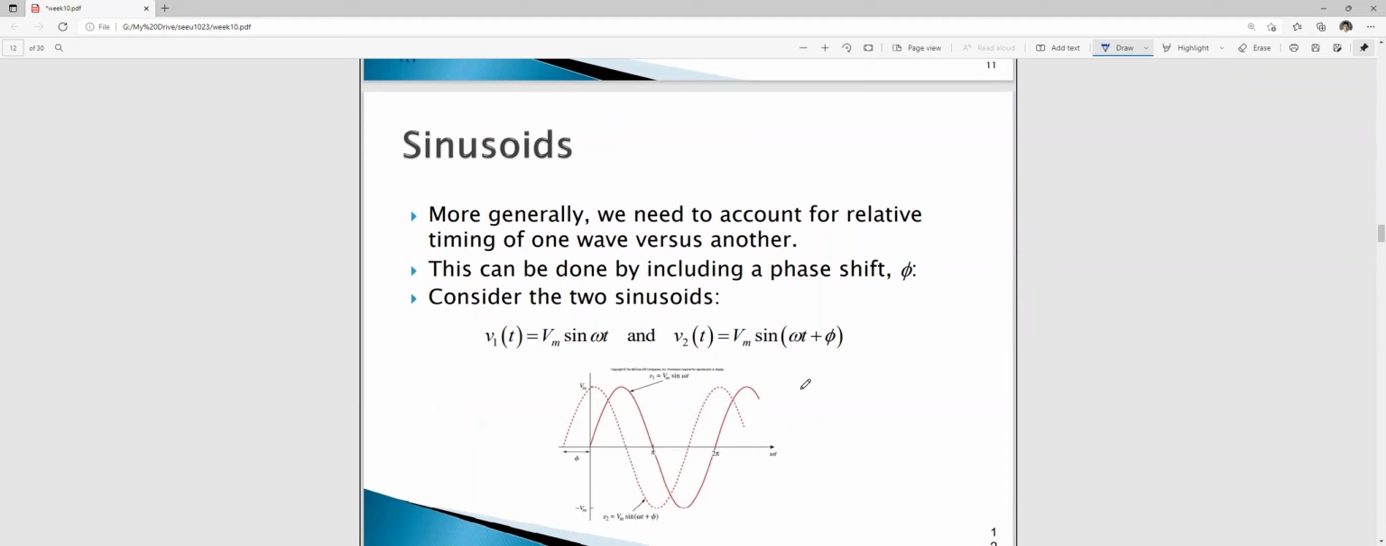Okay, so more generally, we need to account for the relative timing of one wave versus another. There will be many waveforms, so usually when we want to compare, what we do is, for example, take this waveform. So how can we relate the different angle between these waveforms?